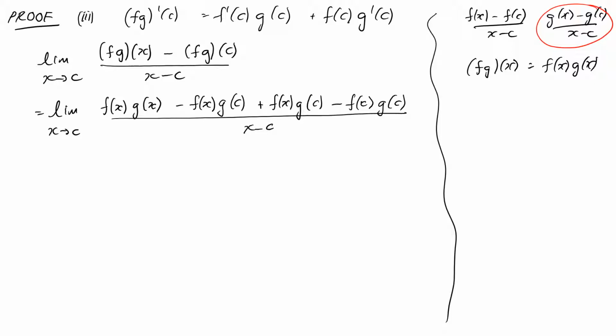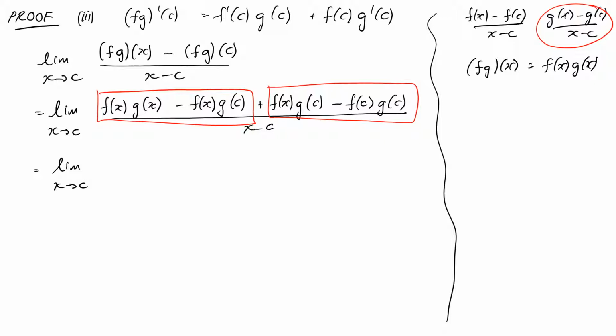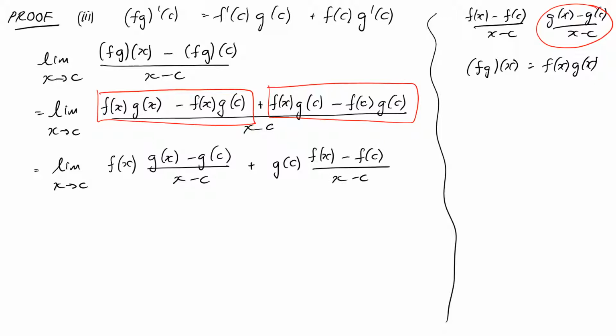Okay, so you can see that has conveniently introduced a similar looking property over here, where we have a factor of g of c times f of x minus f of c. And likewise here, we have f of x times g of x minus g of c. So a little bit of rearranging, and we get that's equal to the limit as x tends to c of f of x times g of x minus g of c all over x minus c, plus g of c times f of x minus f of c all over x minus c.